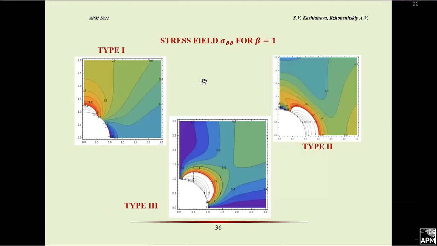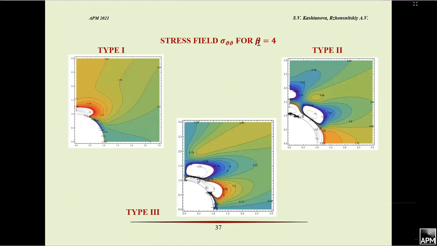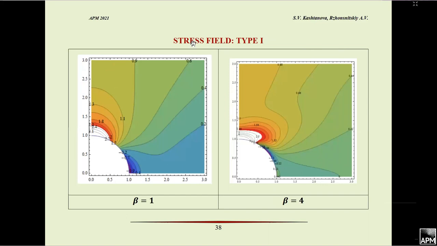And here are the results, the distribution of the stress field. For example, when beta is not small, like 0.1, but for beta equal to 1. Here are type 1, type 2, type 3 boundary conditions, different. And for big beta, when beta is equal to 4, how they behave. And the same pictures, but another comparison. For example, for axial tension, when beta is small and when beta is big, how it's changing. These pictures, how they changed.